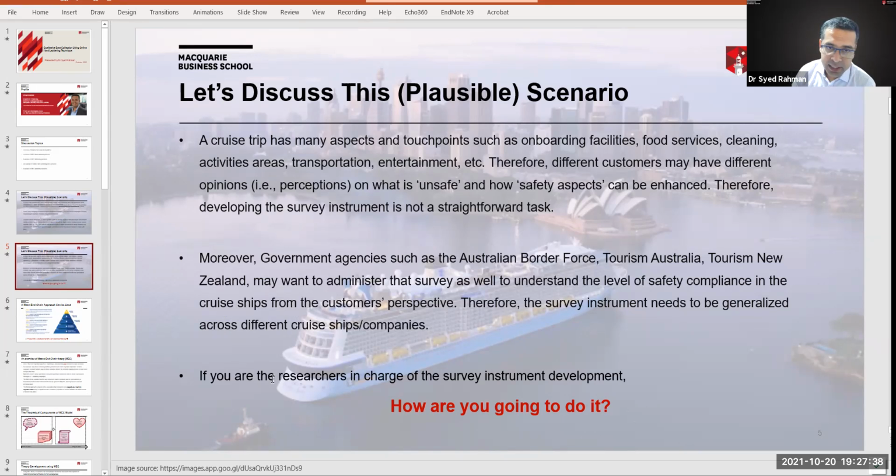Now the question: if you are the researcher in charge of the survey instrument development process, how are you going to do this? This is the research context. So here you can see that we're talking about the area of customer experience, specifically tourist experience or customer's experience in cruise ship. And we're looking for attributes that customers perceive are key components of their safety perception.